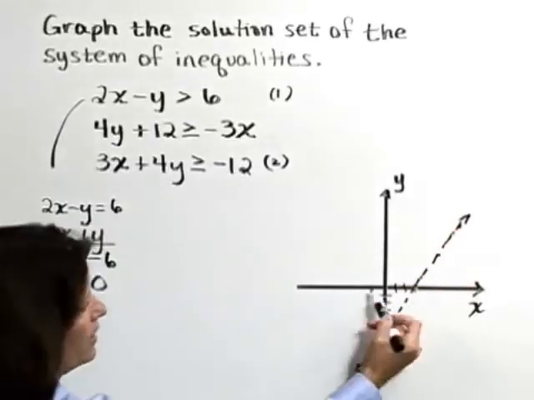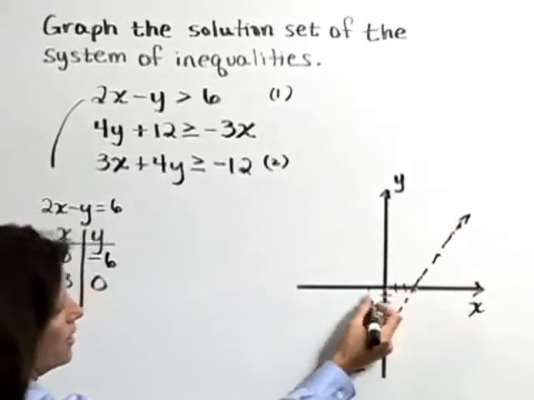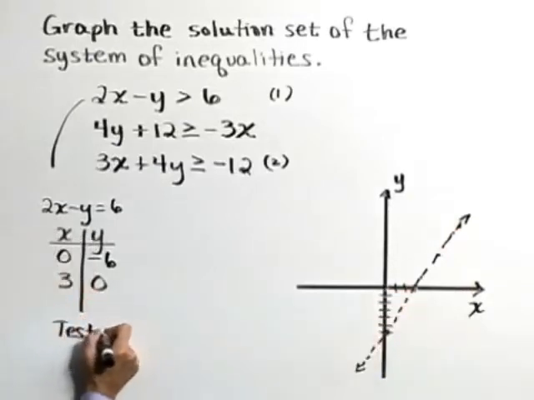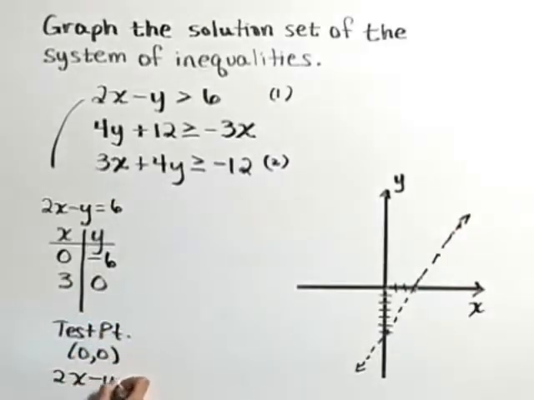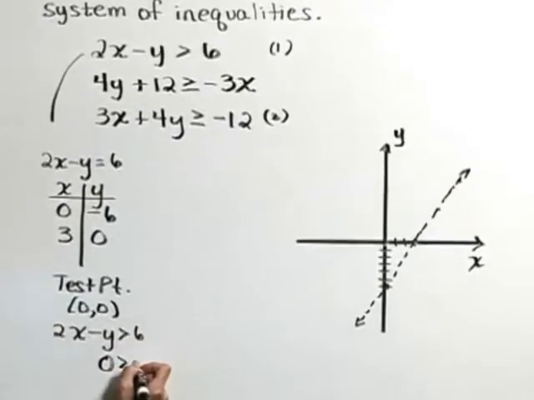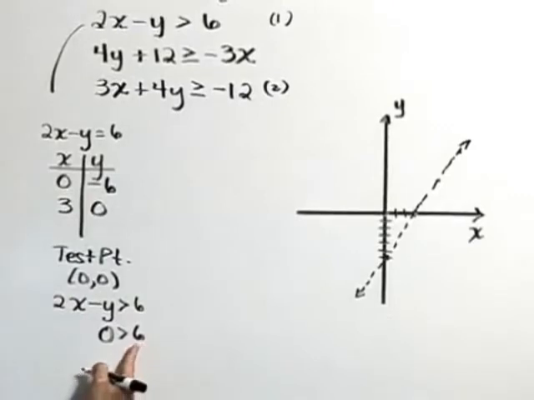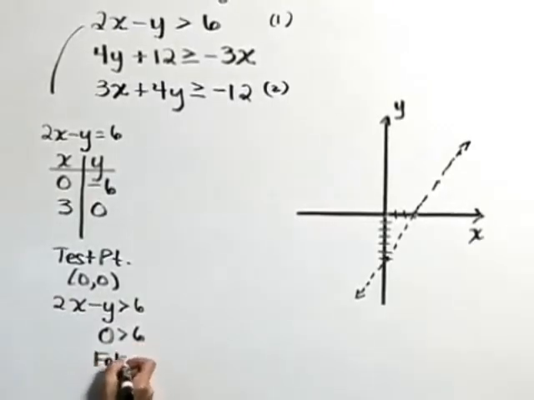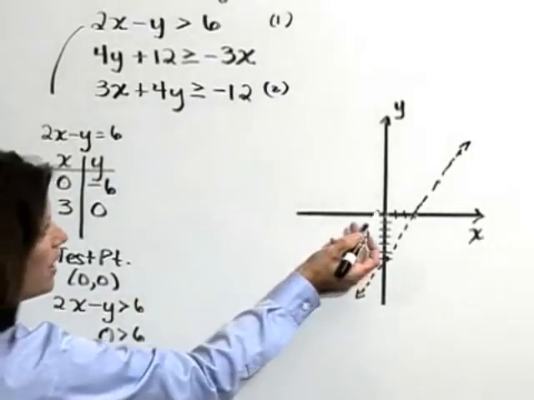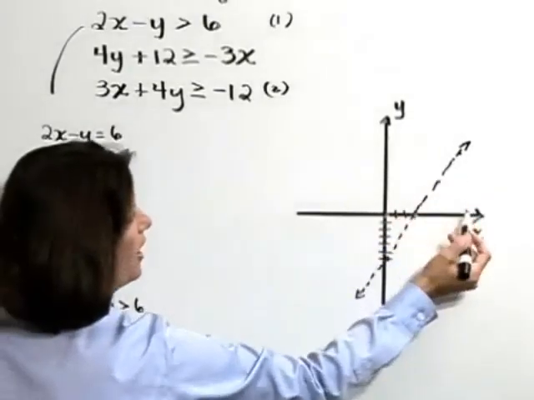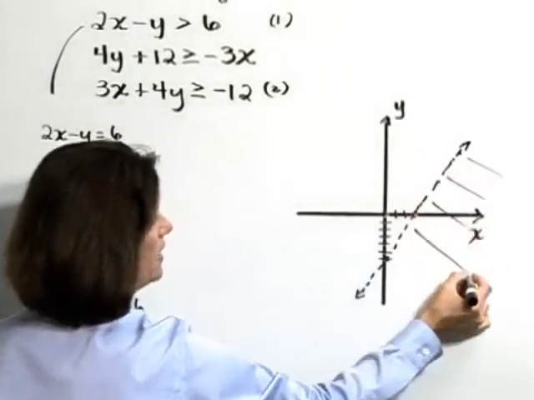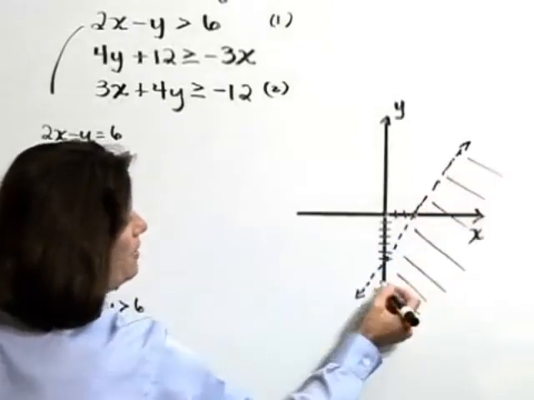Now, let's decide which side of that line to shade. I'm going to choose the origin as a test point. So let's test the point 0, 0. In the original inequality, 2x minus y is greater than 6. Substituting 0 for x and 0 for y, we'll get 0 on this left-hand side. And is 0 greater than 6? No, it definitely is not. That is a false statement. Therefore, the origin at 0, 0 is not part of the solution region. So the other side of this boundary line is part of the solution region for that particular inequality.